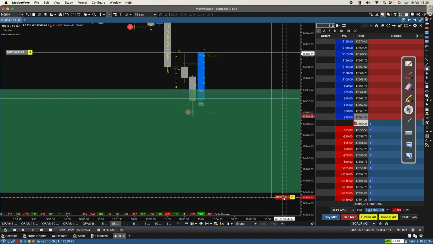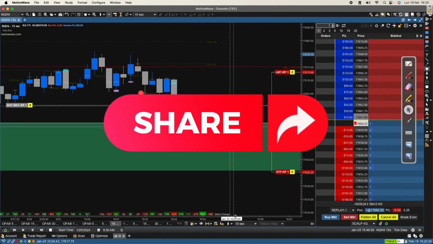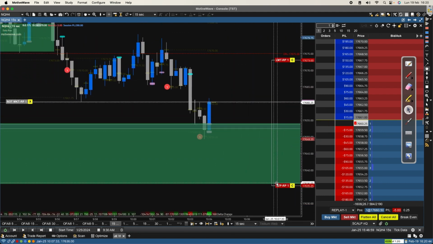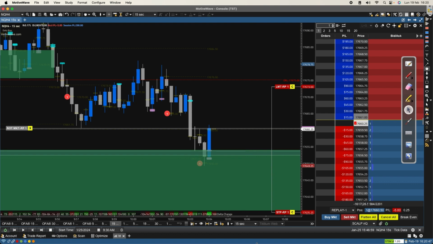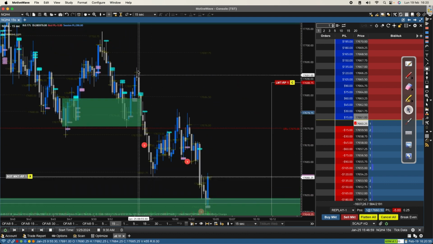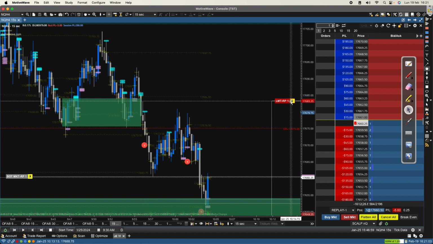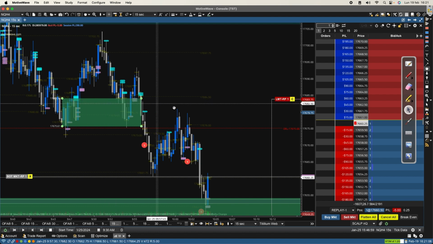My stop loss will be huge here, below this level. What about the target? So the target is here. Even if we don't have so much absorption here, we don't have a huge absorption. Oh, I'm sorry, but here we have absorption, so the target is here. Why here? Because we have an imbalance.